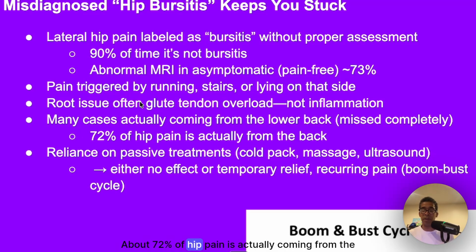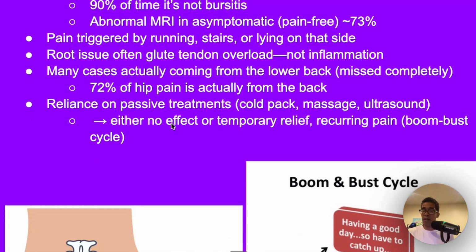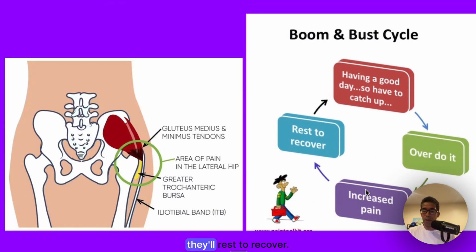About 72% of hip pain is actually coming from the low back. And again, common things that runners who get this type of hip pain will often be told is, oh, just rest, right? So what happens? They'll rest to recover. They have pain, they'll rest to recover. They go, oh, I think I'm good after a few weeks. Maybe a week or 2 or 3 weeks go by. Then they start ramping up the mileage.